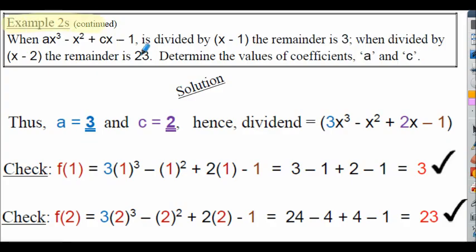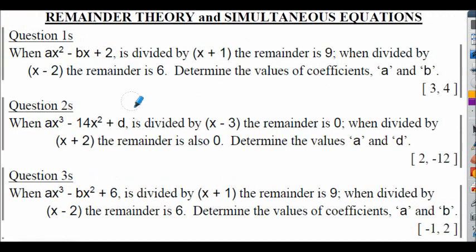Example 2, solution continued, and again if you want to check the values, a and c are correct. Now we have the dividend, we can insert the value of p into the equation, to show that the remainder is indeed 3. So when we divide the dividend by x minus 1, we do have 3. And when we divide the dividend by x minus 2, we have 23. That's just for reference.